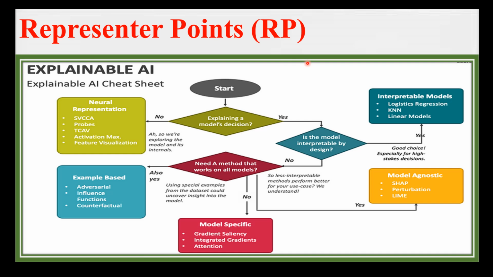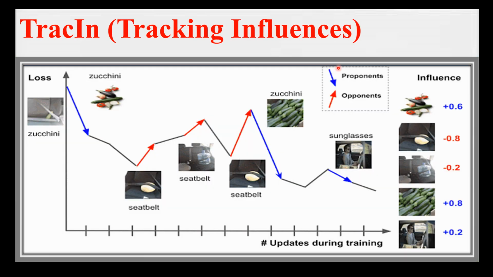So by visualizing these representative points, we can gain insights into how the model is making its decision and identify potential areas for improvement. So to summarize this, we can say representer points are an explainable AI technique that helps us to understand the decision making process of a machine learning model by identifying the most representative input data points that contribute to its prediction. And this can be useful in many applications such as credit scoring to improve transparency and trustworthiness and to inform model improvements. Then comes tracking influences.